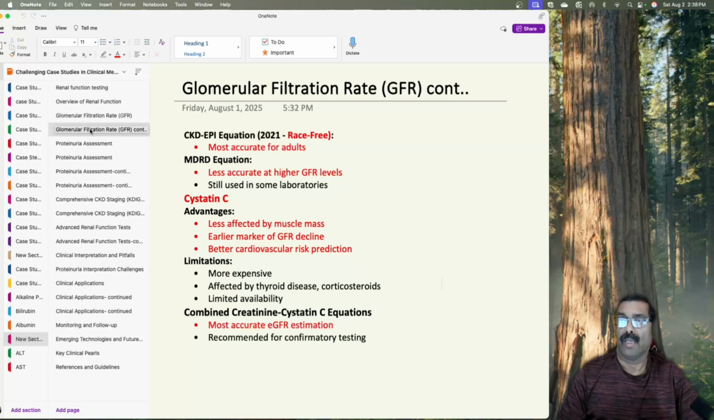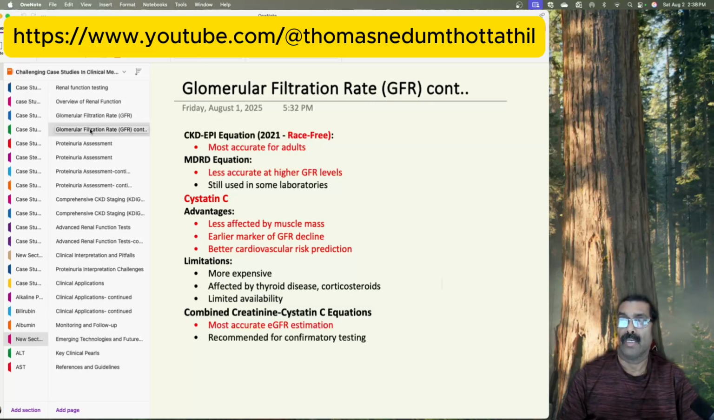Cystatin C. Its advantages include being less affected by muscle mass. It is an earlier marker of GFR decline. Better cardiovascular risk prediction is possible. Limitations: it is more expensive, affected by thyroid disease and corticosteroids, and it has limited availability. Combined creatinine-cystatin C equations. Most accurate eGFR estimation is possible with combined creatinine-cystatin C equations, recommended for confirmatory testing.